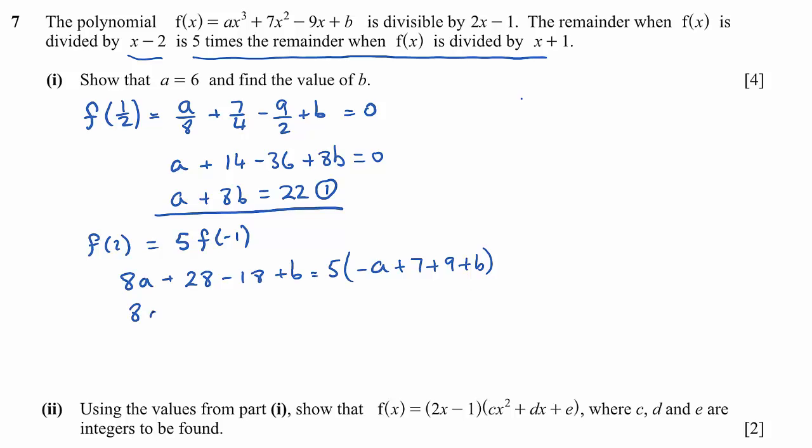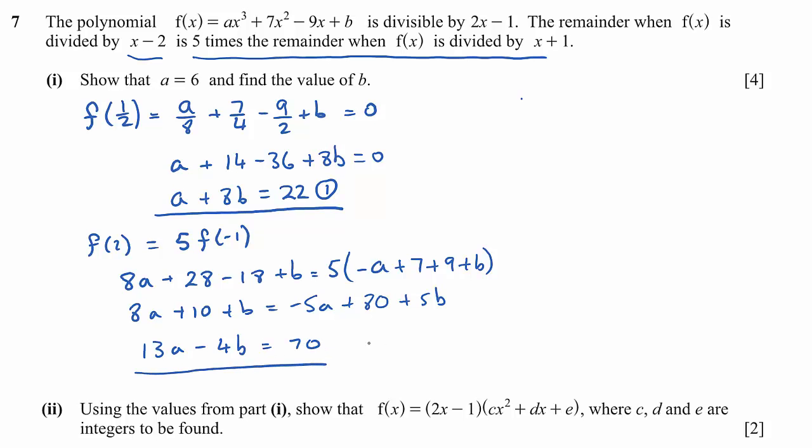So I've got 8a plus 10 plus b is minus 5a, 7 and 9, 16, times that by 5, that gives us 80, and then 5b's. And so bringing all the letters to the left gives me 13a minus 4b, and take the numbers to the right, that's going to be equal to 70, and we'll call that equation 2.